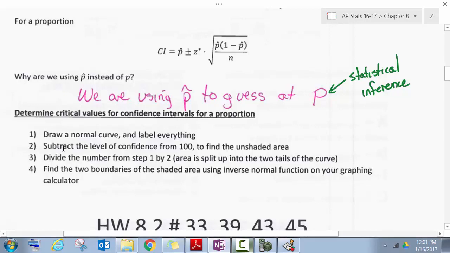Subtract the level of confidence from 100 to find the unshaded area. We want confidence within 2 values and we want it centered. Divide the number from step 1 by 2. The area is split up into 2 tails of the curve. And then find the 2 boundaries of the shaded area using inverse normal function on your graphing calculator. So it's stuff that we've already done before, but we're just looking at it a little bit differently.